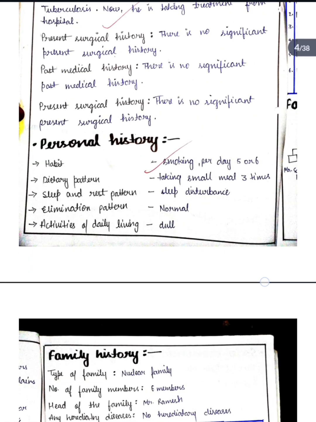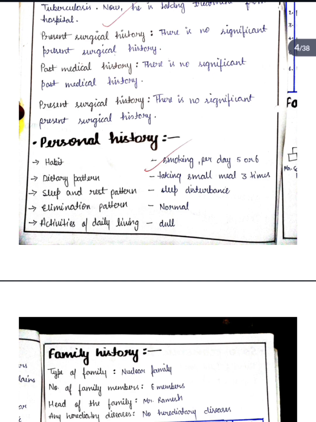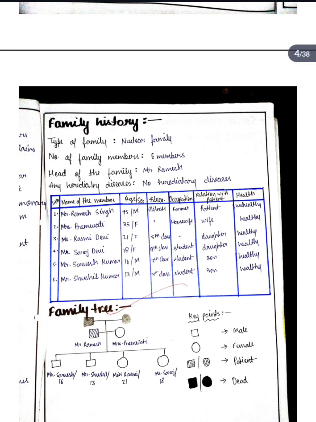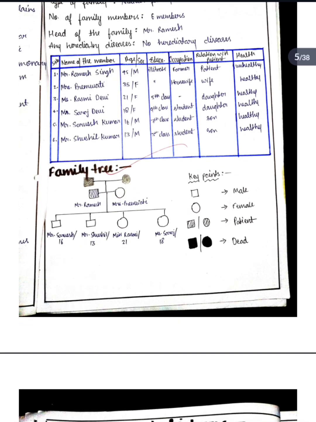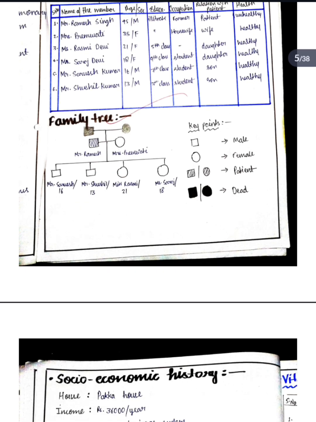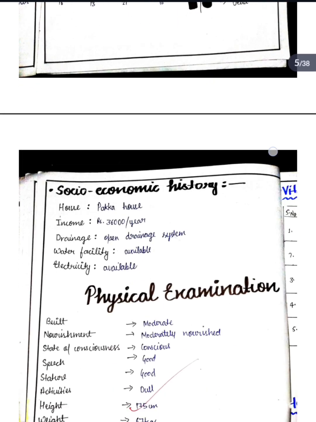Then you move to the family history of the patient, like the type of family, nuclear family or joint family, number of family members, 6 members or 10 members, who is the head of the family, and any hereditary disease, whether any genetic disease is present or not. Then you should write all family members in a chart with age, education, occupation, and their health. You should remember that family history is always written in 3 generations, never forget that: grandfather, father, and then grandsons.